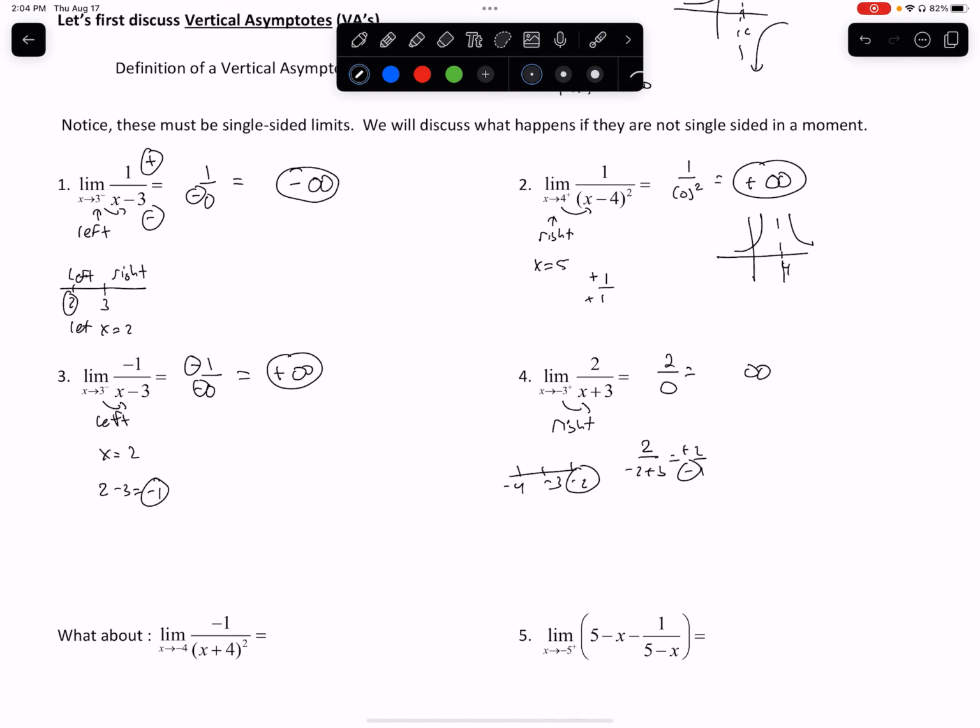I know this is going to be infinity, but it's going to become a negative infinity because a positive and a negative make a negative right there. And again, I can verify this if I wanted to. You don't have to. My asymptote is at -3. I know what this function looks like.